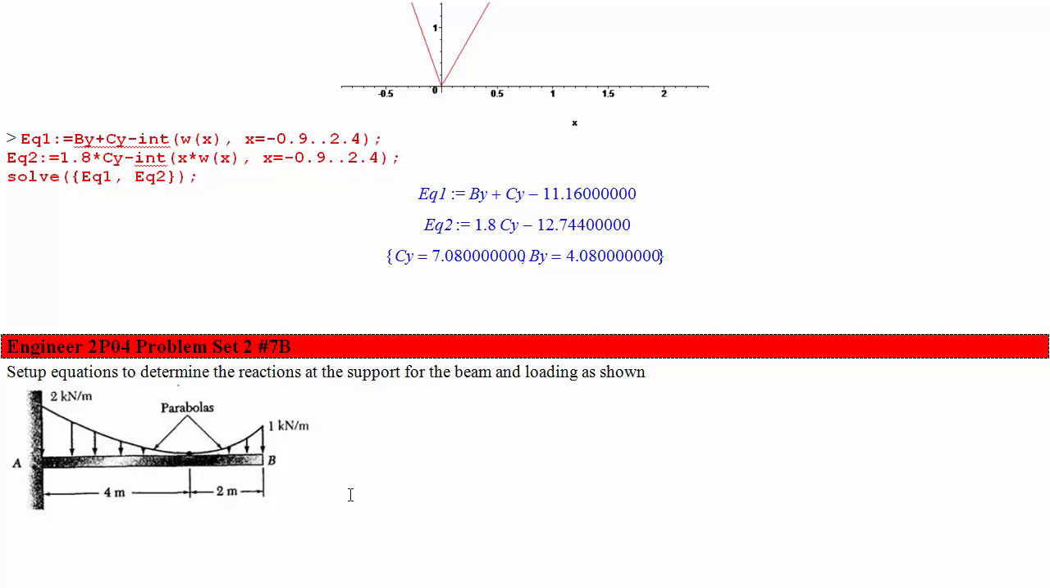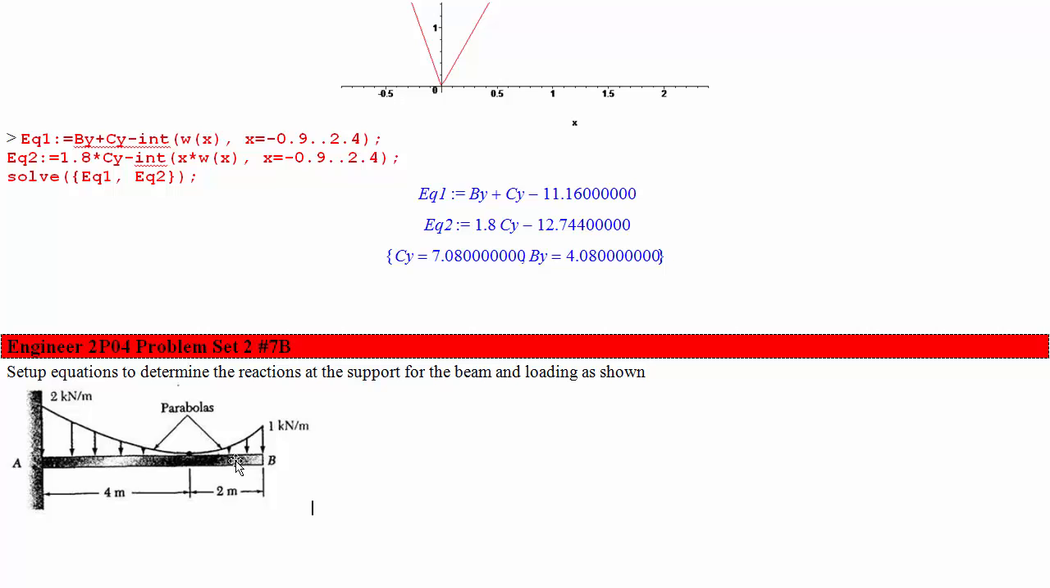All right, next problem set. This is going to be an even more complicated thing we can write the distributed load functions for. So now we have a different set of supports, just one support now, fixed support here at A. And the other thing that's kind of complicated about this compared to what we're usually dealing with is that the distributed loads are parabolas. They're not the same parabola. So this is a different parabola on the left than it is on the right.